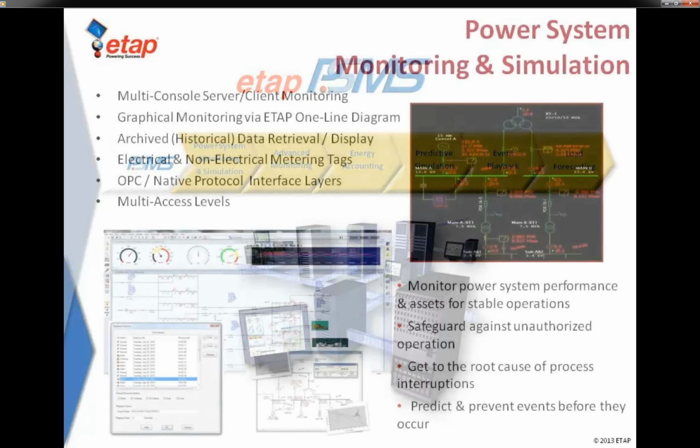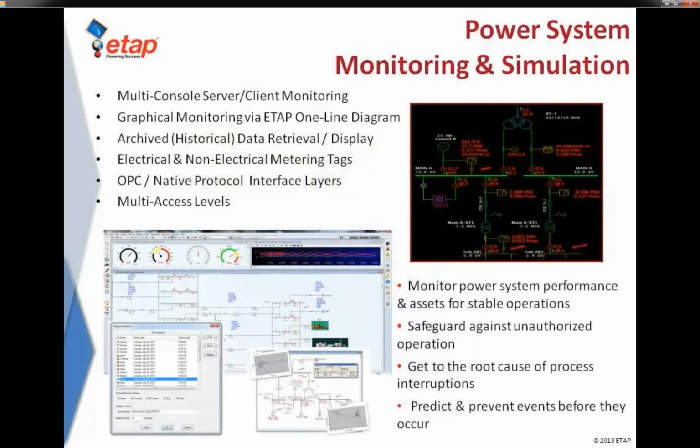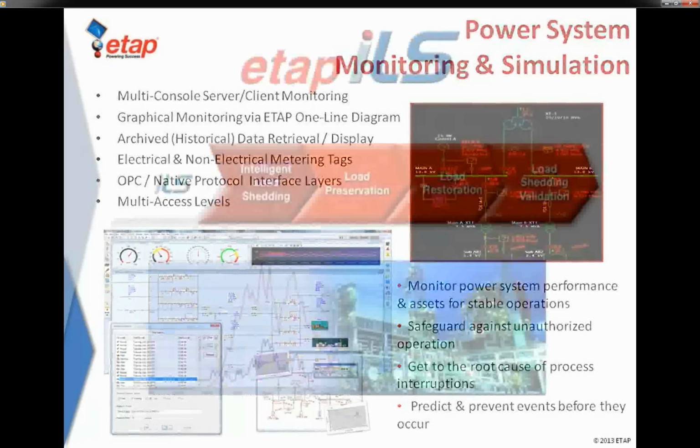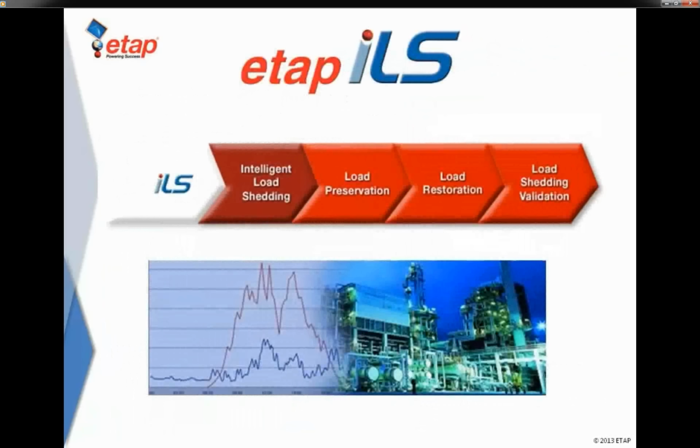ETAP-ILS, or Intelligent Load Shedding, is another advanced application that is part of the ETAP real-time suite. Intelligent load shedding, load preservation, load restoration, and load shedding validation are all part of this application. ETAP-ILS provides very fast optimum load shedding for electrical disturbances and loss of generation. The reason it provides very fast load shedding is because it is predictive.